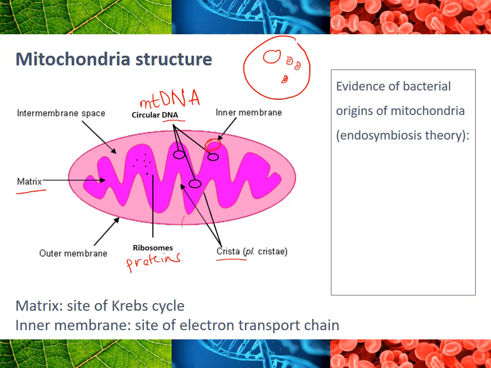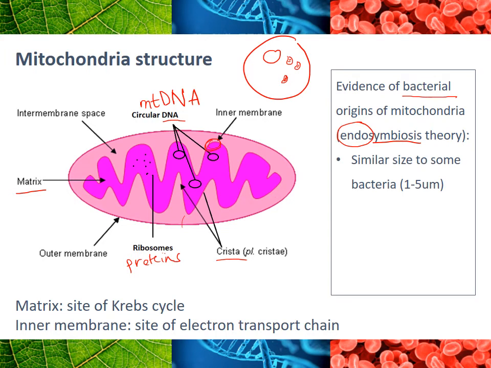Again, in the study design, VCAA wants you to know how mitochondria originally evolved from being bacteria. So we talked about this with chloroplasts, the endosymbiosis theory, which basically means that a bacteria was eaten by a cell, it entered the cell, and then they lived together. That's what endosymbiosis refers to.